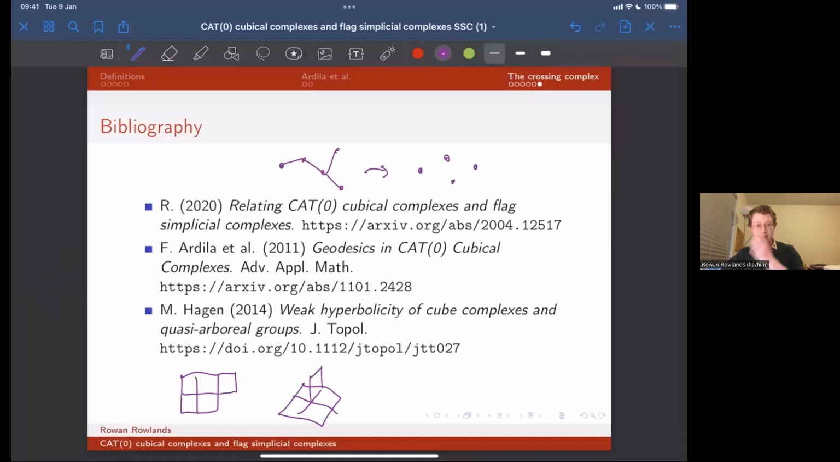Maybe one thing I could add there is, if the crossing complex is a connected manifold, then I can prove that there is a unique cubical complex for that crossing complex. But other than that, there's often many cubical complexes with the same crossing complex. Can your manifold have boundary? Sorry, without boundary. Yeah. Okay.